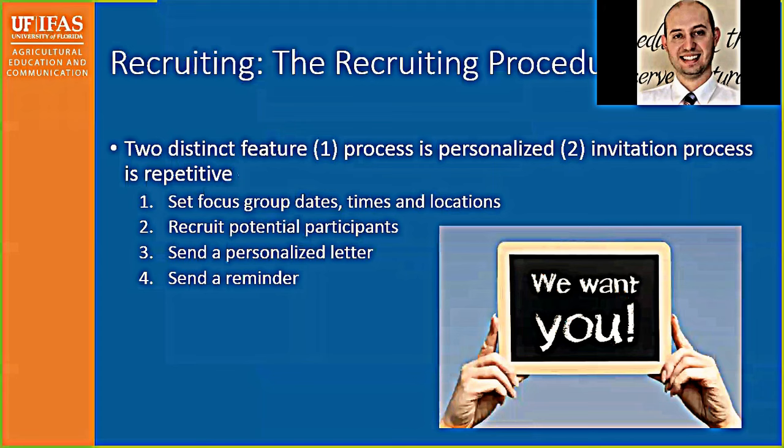And then finally, phone or contact each person the day before the focus group to remind him or her of the group. And say, I'm looking forward to seeing you tomorrow, and so on. So again, extend the personalization, but also be a little bit persistent in the recruitment process.